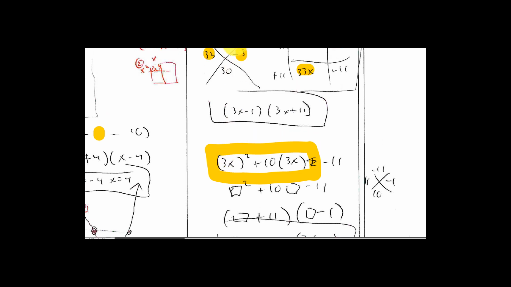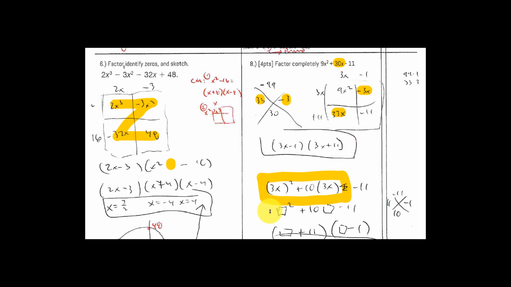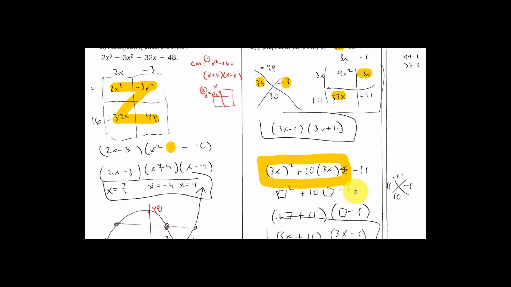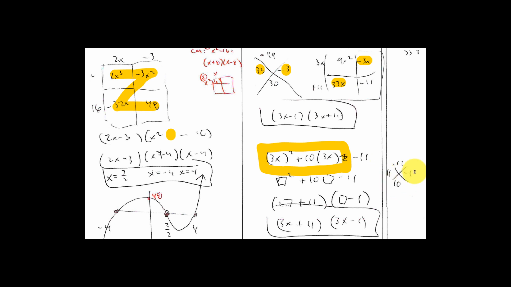The point of the chunking method that I'm showing right here is that it goes from an A value that was 9 to an A value that is now 1. So if my box equals 3x, I get box squared plus 10 box minus 11. A is 1, C is negative 11. My B value there is 10. Two numbers that multiply to be negative 11 are 11 and negative 1, and those two numbers add together to be 10. So I have 11 and negative 1. And the great thing is I don't have to use a box because your A value is equal to 1. Then you substitute your box back in for 3x, and you get the same answer as above.